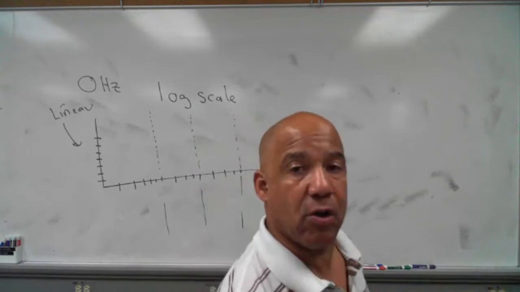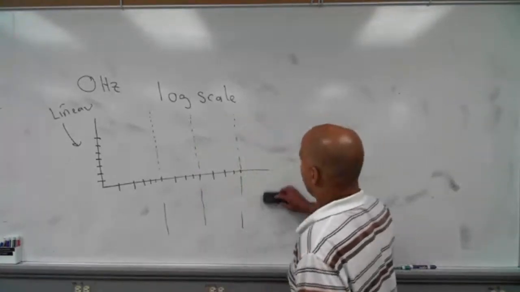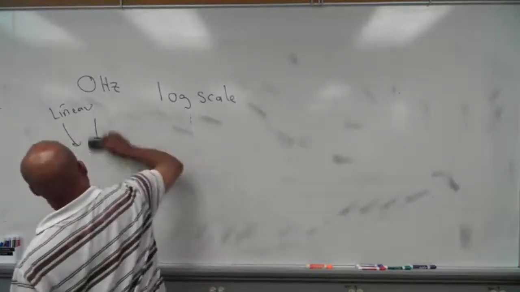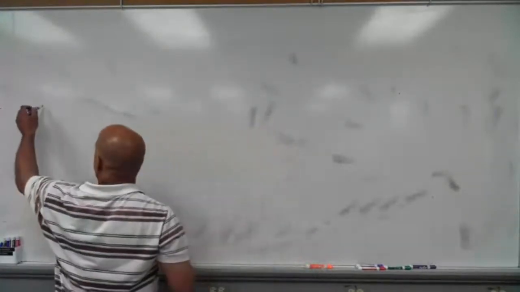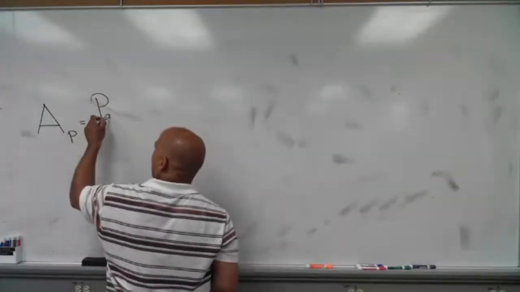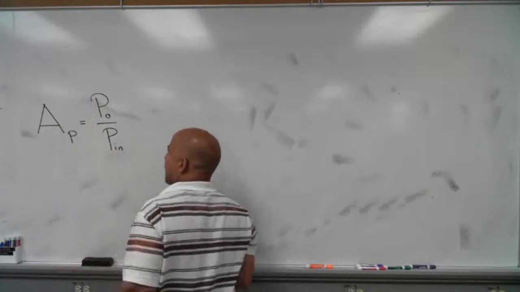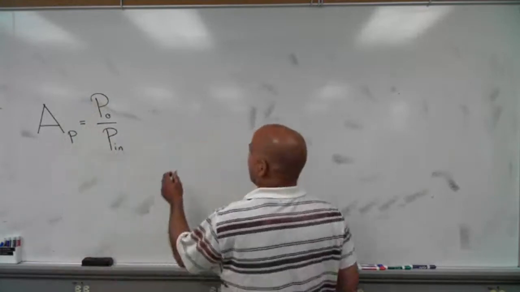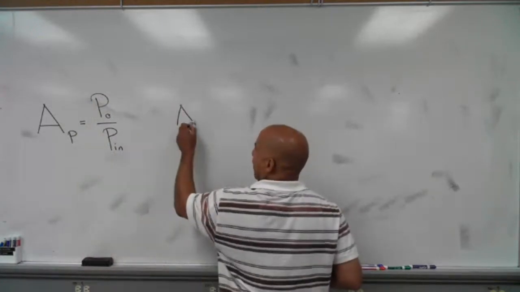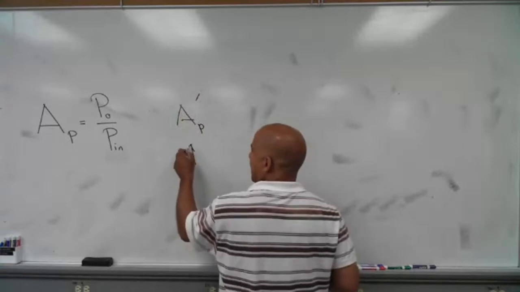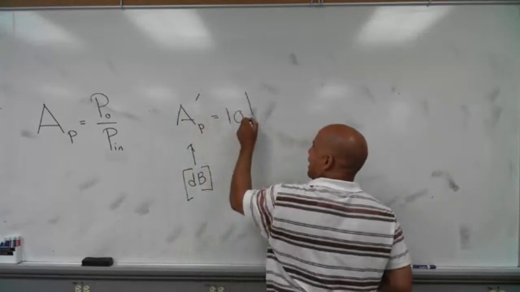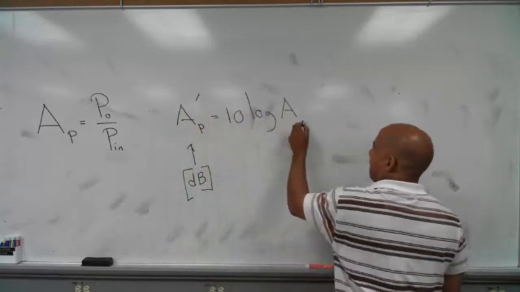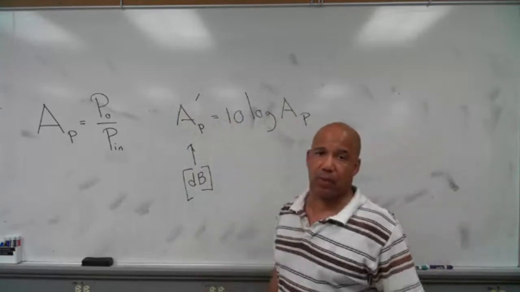So here's what they do. What we do is we get the power gain. Let me get rid of this. So I deal with the power gain. The power gain would just be the output power divided by the input power. But now, if I want to change that to decibel power gain, so that's the dB unit now, what I would do is take 10 times the log of the regular gain. So if you're writing this down, that's the very first thing you want to remember.